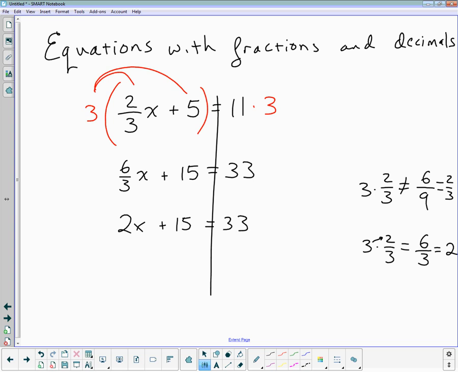And now it's distribute, move, combine, divide. It's the same thing as we've always done, right? And what's 33 minus 15? 18. Very good. I'm so glad to see everyone's awake this morning. And now we divide. What's 18 divided by 2? 9. And we're done. Okay? So to get rid of that fraction, we multiply by the denominator. We just got to remember to do it to everybody.